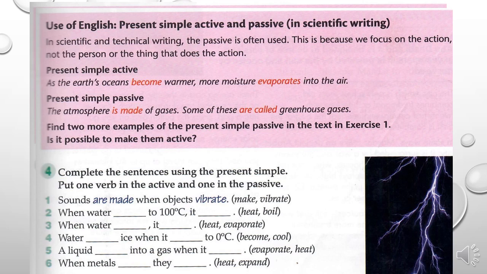So that's why most people in scientific fact writings, and when we talk about technical things, we always use the simple present passive voice. Now here we have an example for an active sentence in the present tense: As the Earth's oceans become warmer, more moisture evaporates in the air. Now another one in the passive: the atmosphere is made of gases. Some of these are called greenhouse gases.